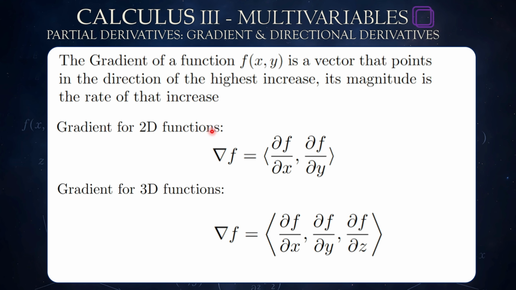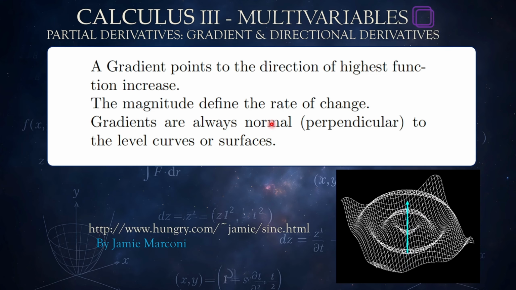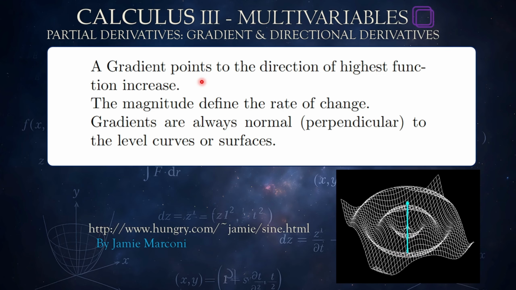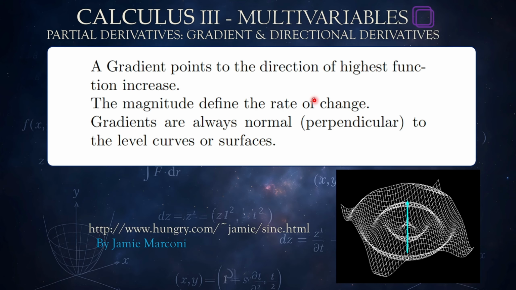The gradient for 2D functions is given by nabla f is equal to partial f over partial x, or the derivative of f in respect of x, and the derivative of f in respect of y. It gives us another vector. For 3D functions, the same concept, except we have 3 components, 3 variables. So nabla f is equal to partial f in respect of x, then in respect of y, then partial f in respect of z. So a gradient points to the direction of the highest function increase. The magnitude defines the rate of the change.